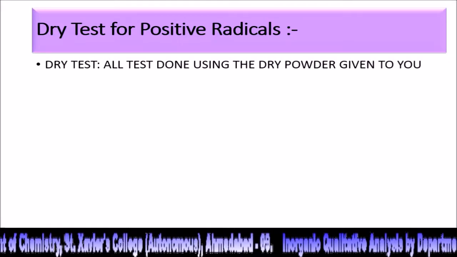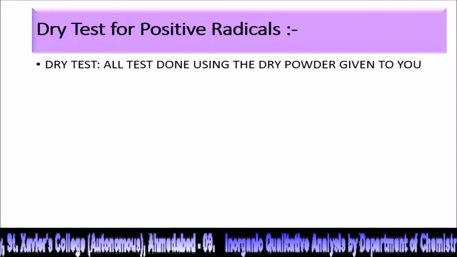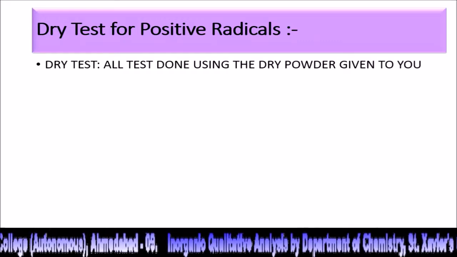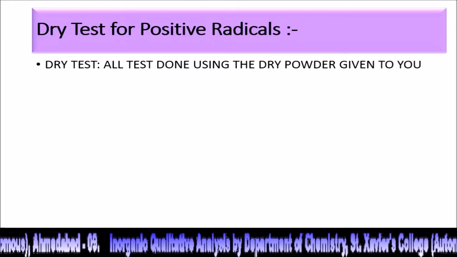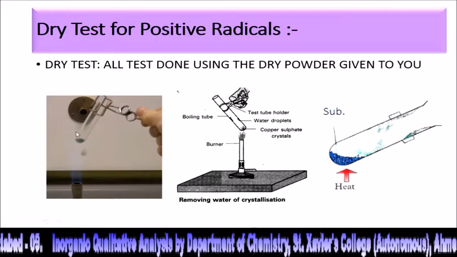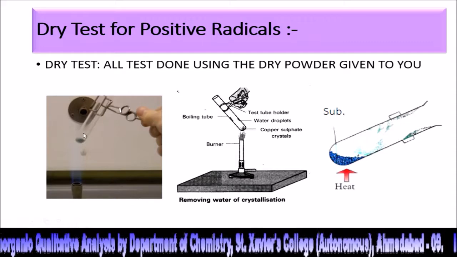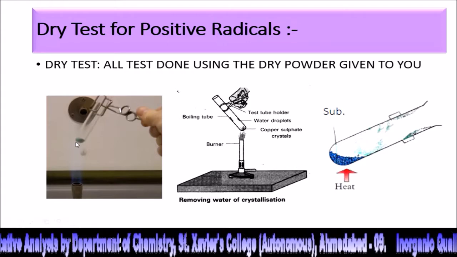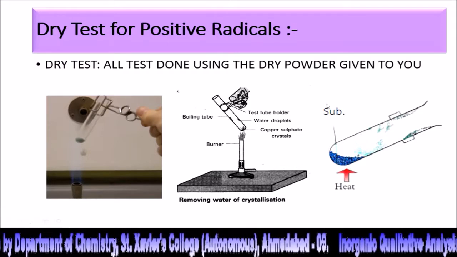As already discussed in our previous presentation, for dry tests, all tests are done using the dry powder given to you, and your test tube must be moisture free. You need to take a dry test tube, and please do not use any kind of solvent. Take 10 to 100 milligram approx of substance because we are performing the semi micro method, heat the substance at the bottom of the test tube, and then see the observation.